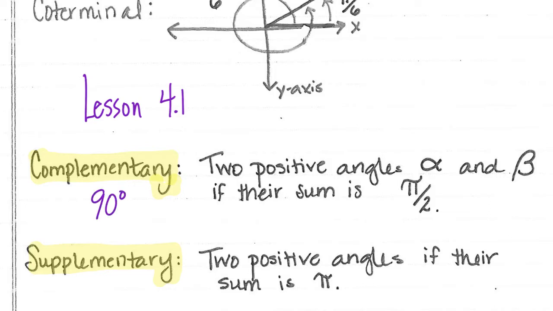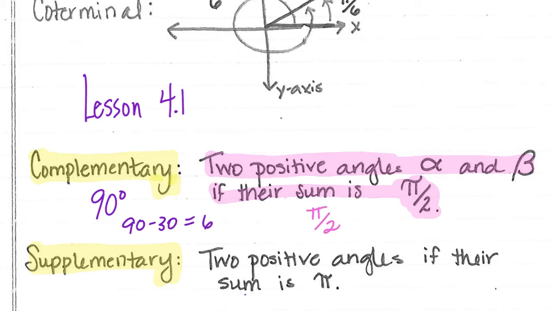So if I gave you a 30-degree angle, you would say the complementary is 60, because you would just take 90 minus 30 is 60. But now we need to know that two positive angles, alpha and beta, get used to these Greek letters, are complementary if their sum is pi over 2. So now we're looking at pi over 2.